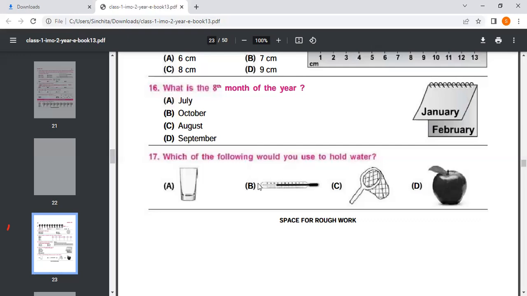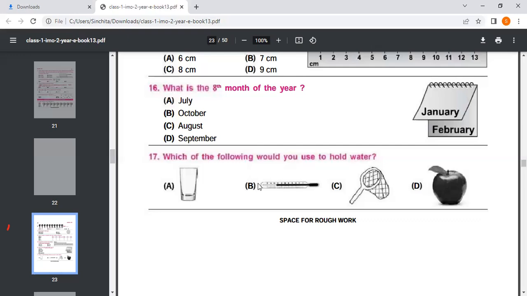Okay, ma'am. January is the first month of the year and February is the second month of the year. March is the third month of the year and April is the fourth month of the year. May is the fifth month of the year. June is the sixth month of the year. July is the seventh month of the year. The answer is August, the eighth month of the year.